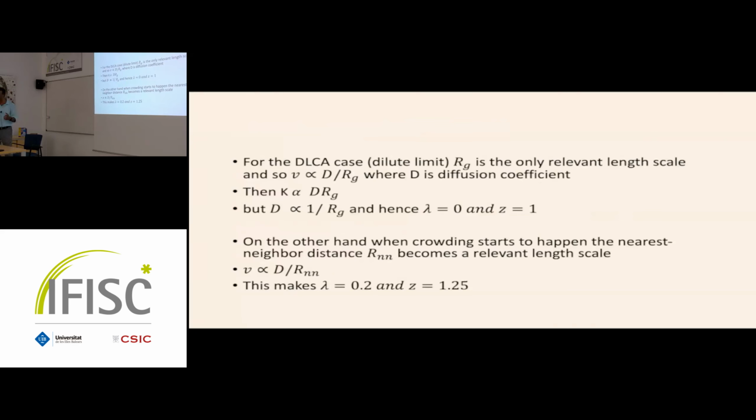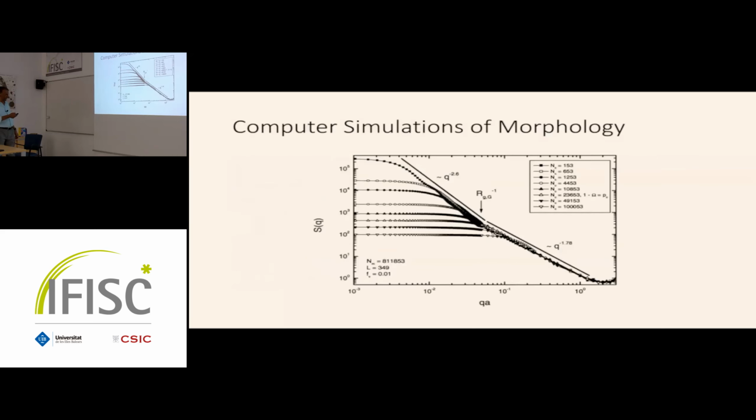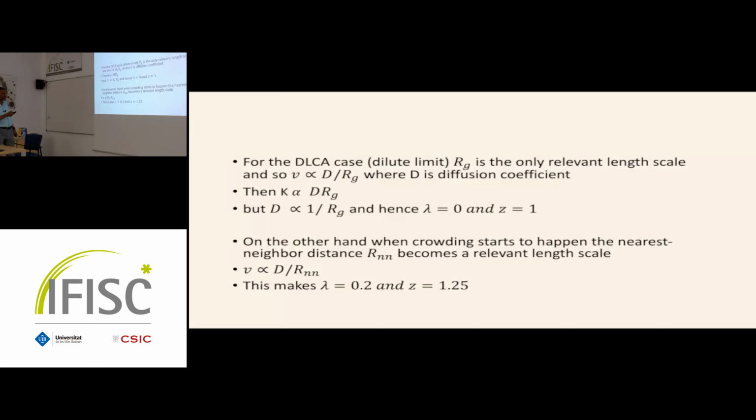Then we can also do the diffusion case. In the dilute case, you can say that Rg is the only relevant length scale. Why is that? Because in a dilute case, you have one cluster and other clusters are far apart, so you can ignore that nearest neighbor distance. This is the way typically one solves any kind of diffusion in the dilute limit. So you put that, and now use the fact that in diffusion, distance squared, r squared, goes as Dt, and you put those two simple things together, and you find that in this case, your lambda should be 0 and z equals 1.